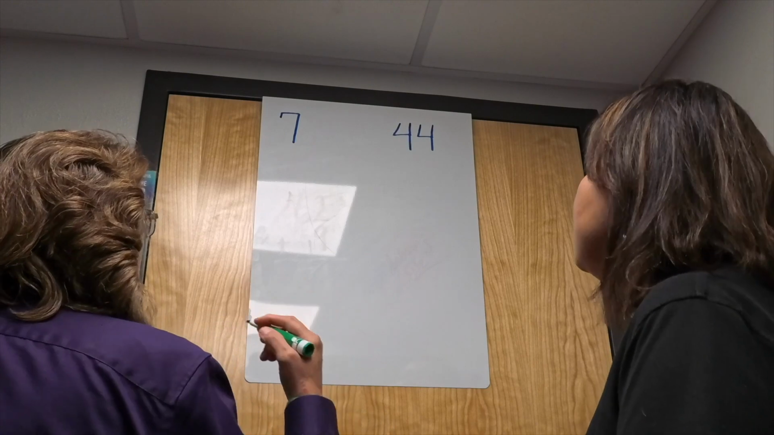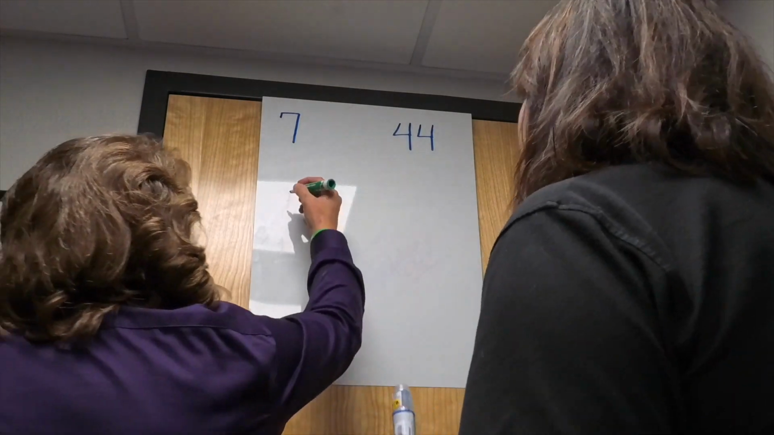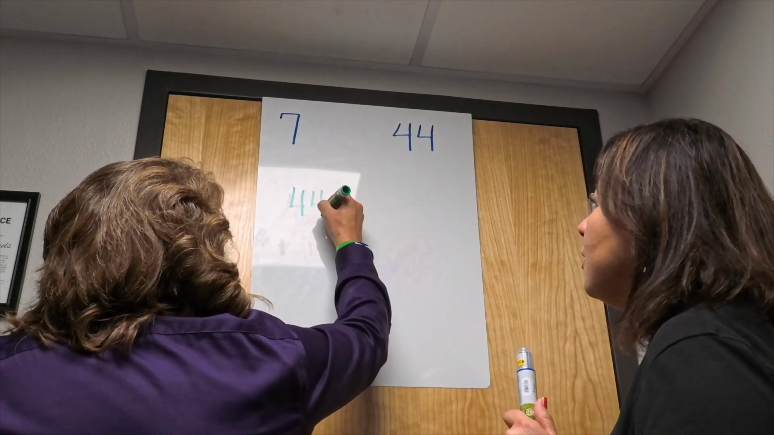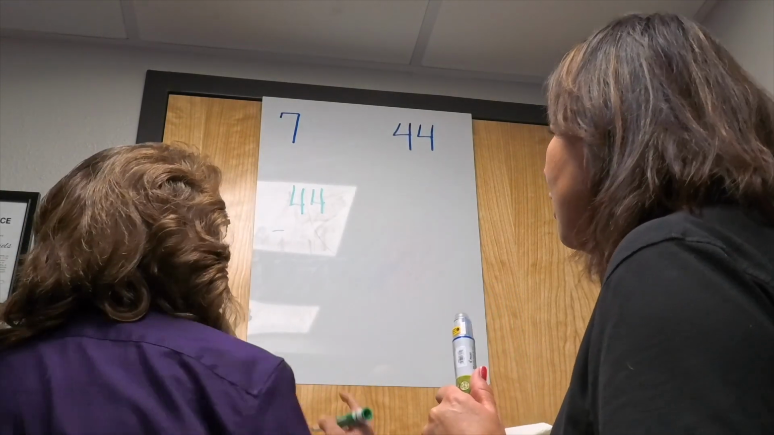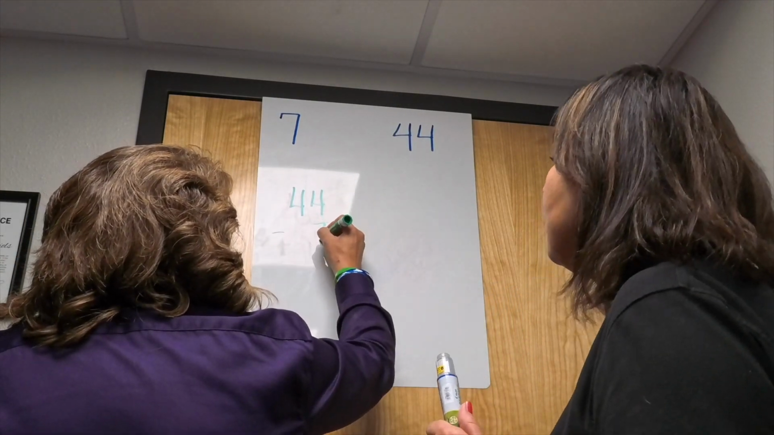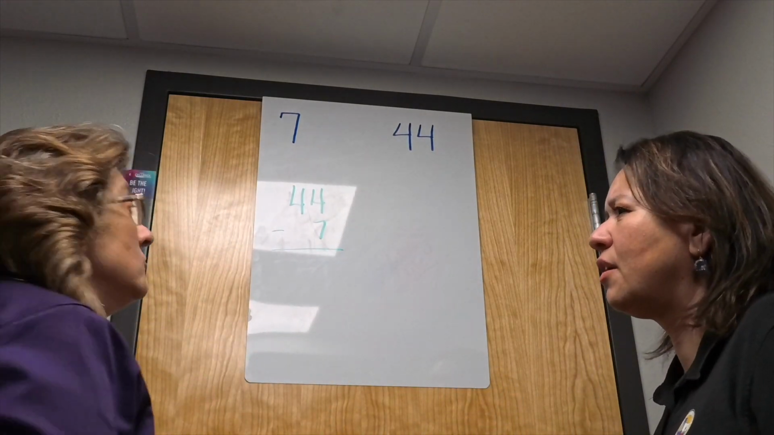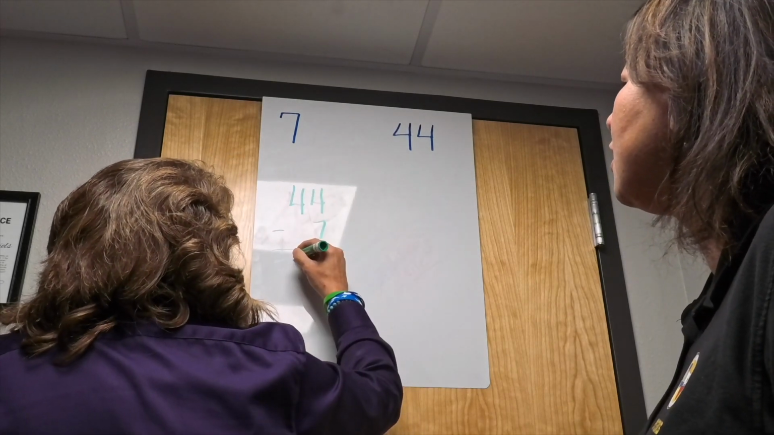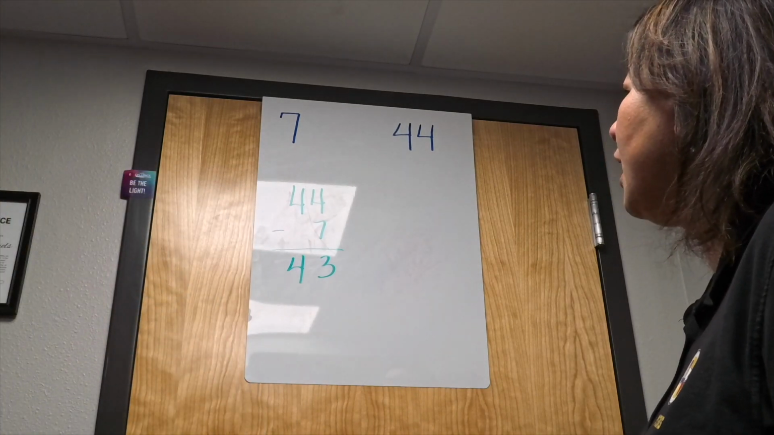All right. So I know the big number always goes on top. That I know. Yeah, you're right, it's 44. And I put my takeaway, my subtraction sign, minus 7. Okay, so 4 take away 7, that's 3. And then 4 take away 0 is 4. There you go.